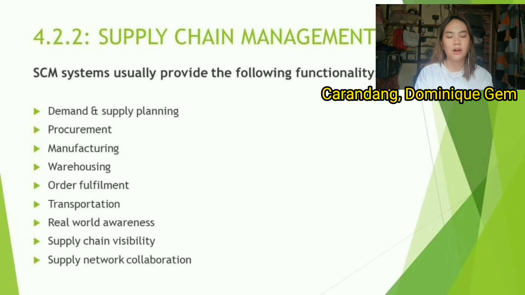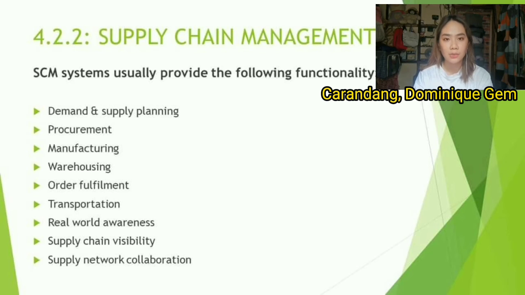SCM systems usually provide the following functionality: demand and supply planning. This includes demand planning and forecasting, safety stock planning, supply network planning, distribution planning, and service parts planning. Procurement includes strategic sourcing, purchase order processing, and invoicing. Manufacturing includes production planning and detailed scheduling, manufacturing visibility, execution and collaboration, and MRP-based detailed scheduling. Warehousing includes inbound processing and receipt confirmation, outbound processing, cross-docking, warehouse and storage, and physical inventory. Order fulfillment includes sales order processing, billing, service parts, and order fulfillment.